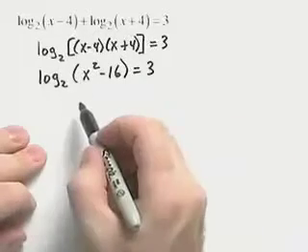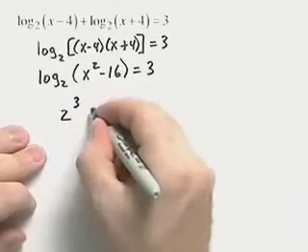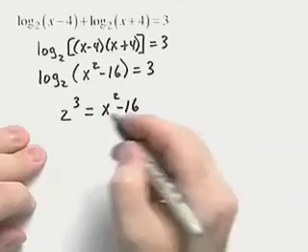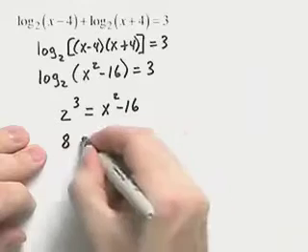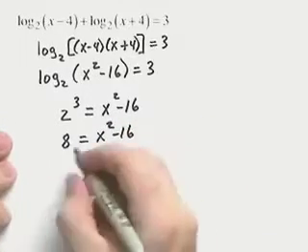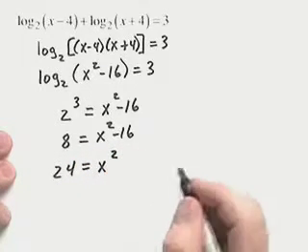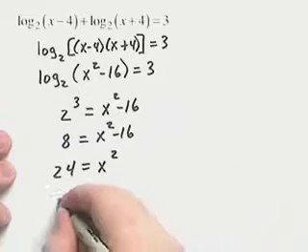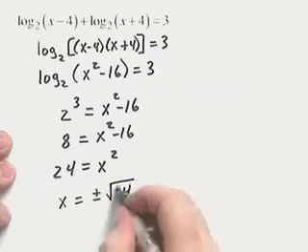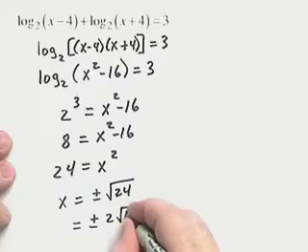We've got a logarithmic form here. We want to change that to an exponential form. So we're going to take the base 2, raise that to the third power, and that has to equal the inside, x squared minus 16. 2 cubed is 8. 8 is equal to x squared minus 16. I'm going to add 16 to both sides, so we get 24 is equal to x squared. To solve for x, we take the square root of both sides. So we get x is equal to plus or minus the square root of 24. And we can simplify this radical as plus or minus 2 root 6.